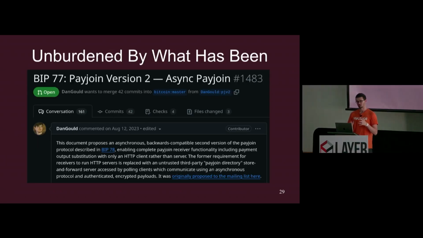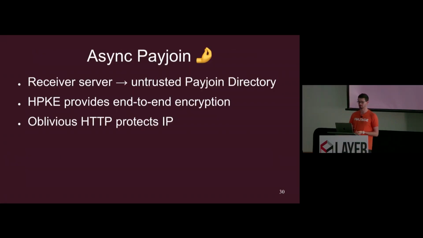So what if that was the truth? What if we did that? What if we could be unburdened by what has been? So Dan Gould, a developer who is working on Payjoin, proposed a draft BIP called Payjoin version 2, Asynchronous Payjoin. This is draft BIP 77. It's still under review, and it aims to solve this problem.